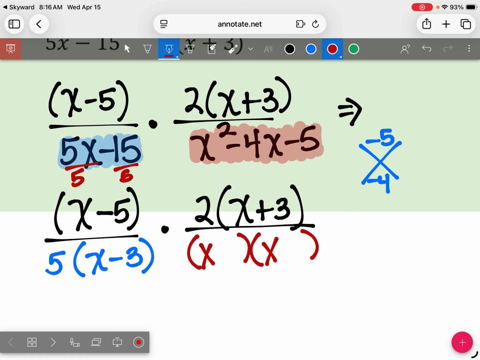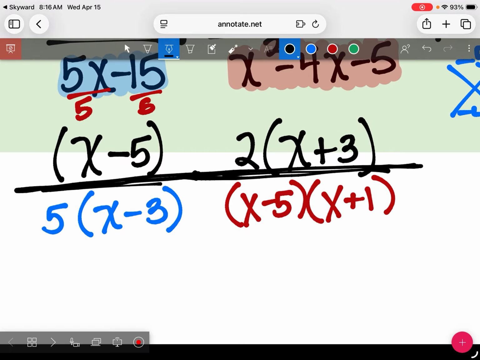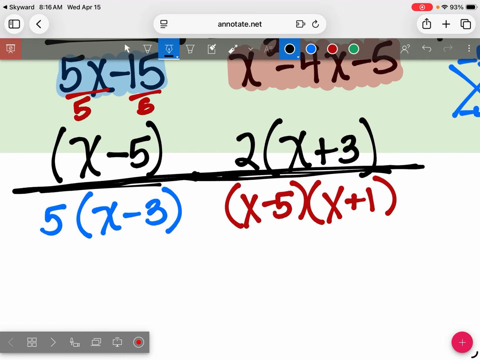Johan? -5 and +1. All right, so now we're ready to connect it together and cancel out any common factors. And there's only one thing. Sometimes nothing cancels. But in this example, only one thing can cancel. So what's upstairs and downstairs that I can take away? X minus 5, good. Let's take that away.